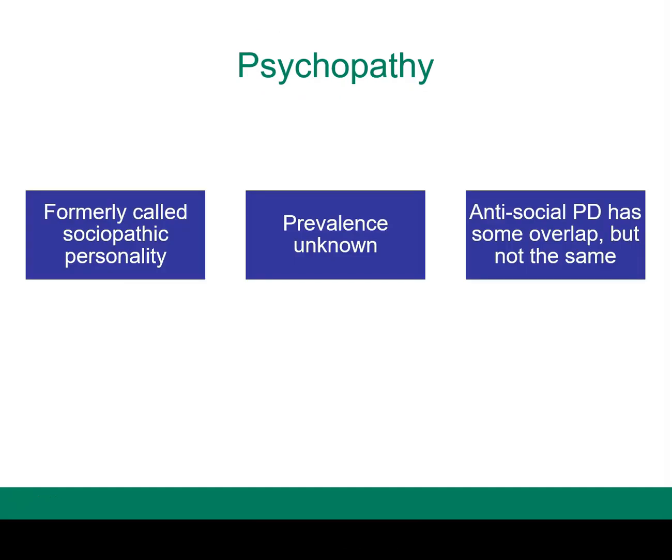Okay, and then we have psychopathy, formerly called sociopathic personality disorders, or sociopaths. All right. Prevalence is unknown. And antisocial personality disorder, which we already talked about, does have some overlap here.